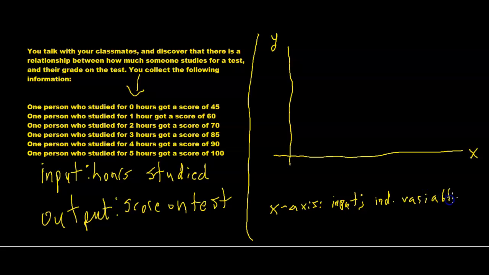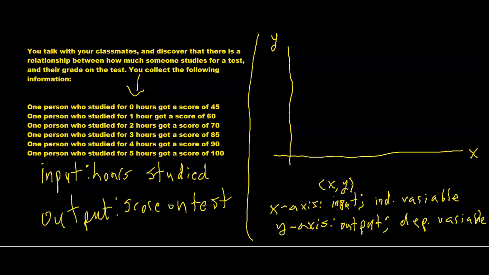The y-axis we use to plot the output. So of course that means the values of the y-axis are used to plot the dependent variable, okay? And each point, each x comma y point on this graph will be one of these data points, where the x value, or the first value in that ordered pair, represents the input, and the second value, the y value, represents the corresponding output.